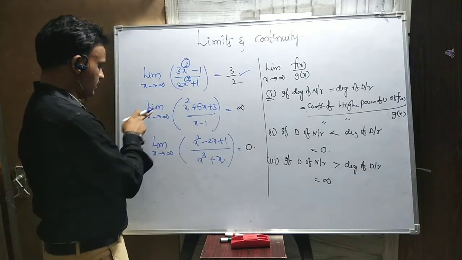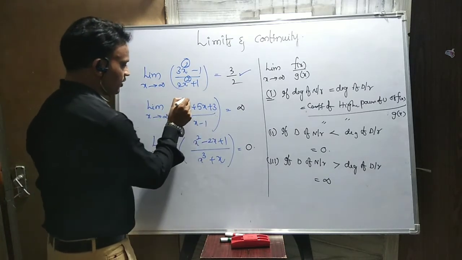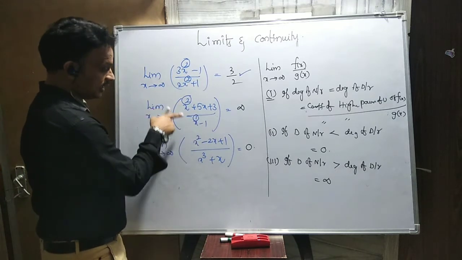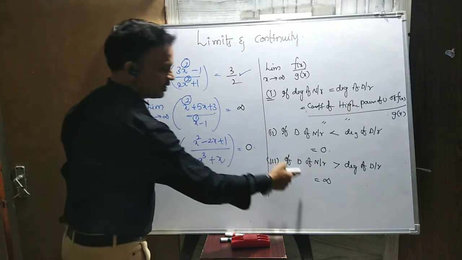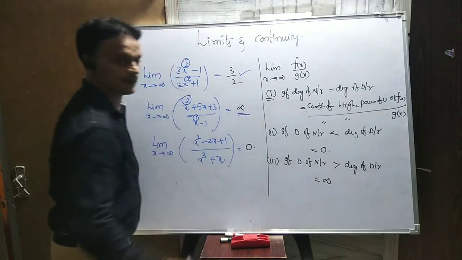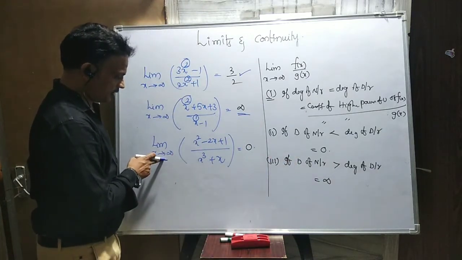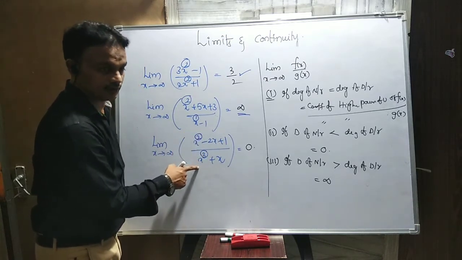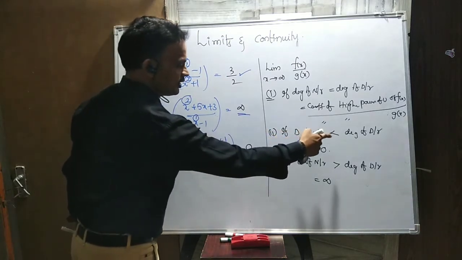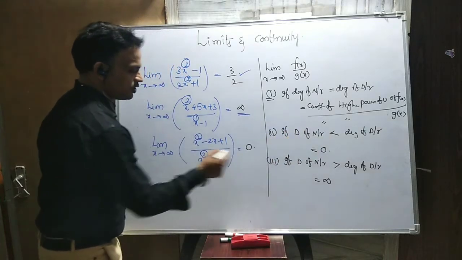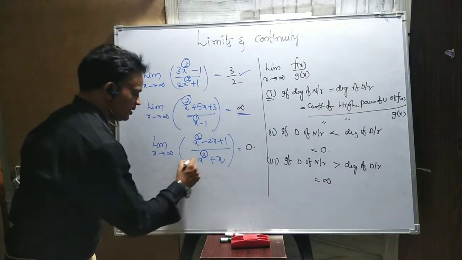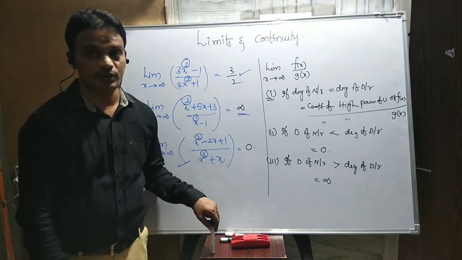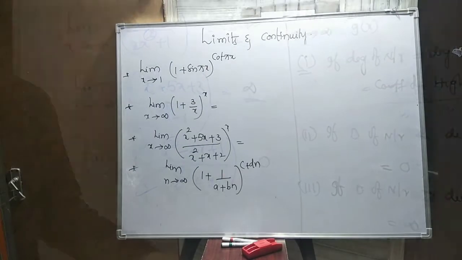Coming to the next one, limit x tends to infinity. Here the degree of the numerator is 2 and the denominator is 1. The numerator degree is greater than the denominator degree, so the limit is infinite. Coming to the third, the numerator degree 2 is less than the denominator degree 3, so the limit is equal to 0. Very simple, a very important model, the infinite limit. Students, make a note.